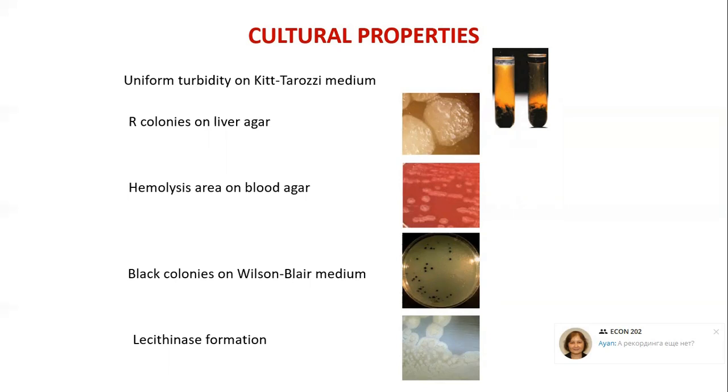On blood agar, the causative agent of botulism forms colonies with smooth or jagged edges and a shiny surface surrounded by a zone of hemolysis. On Wilson-Blair medium, Clostridium botulinum under anaerobic conditions forms black colonies due to the formation of iron sulfide under the influence of hydrogen sulfide produced by bacteria. All types of the causative agent of botulism produce gelatinase and lecithinase with the formation of an iridescent corolla around the colonies.